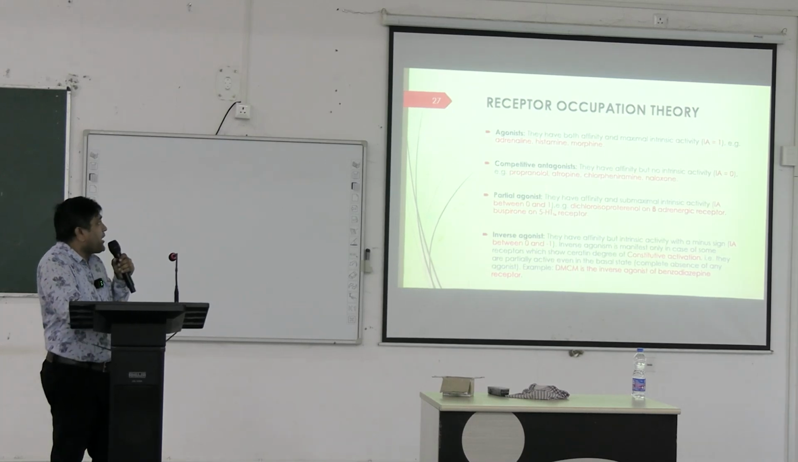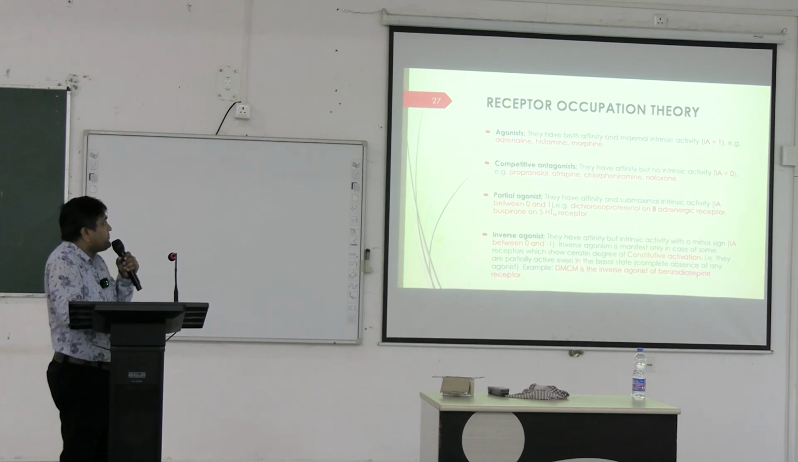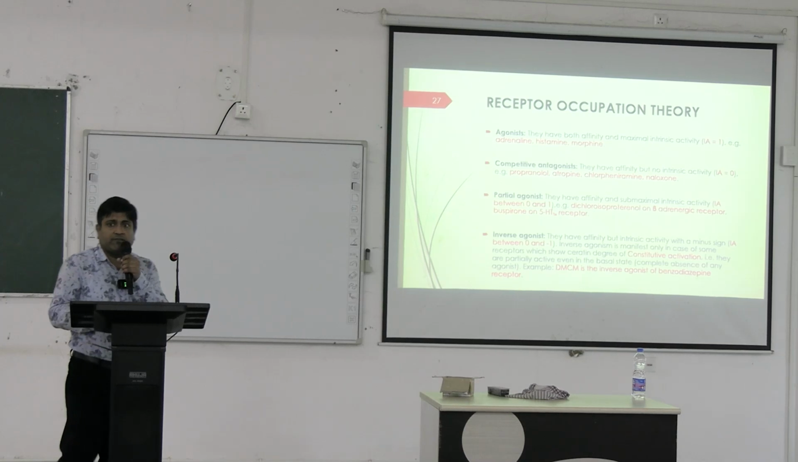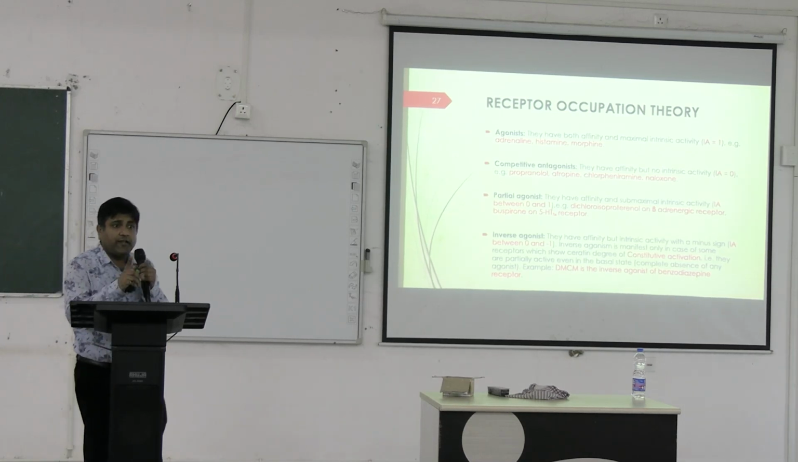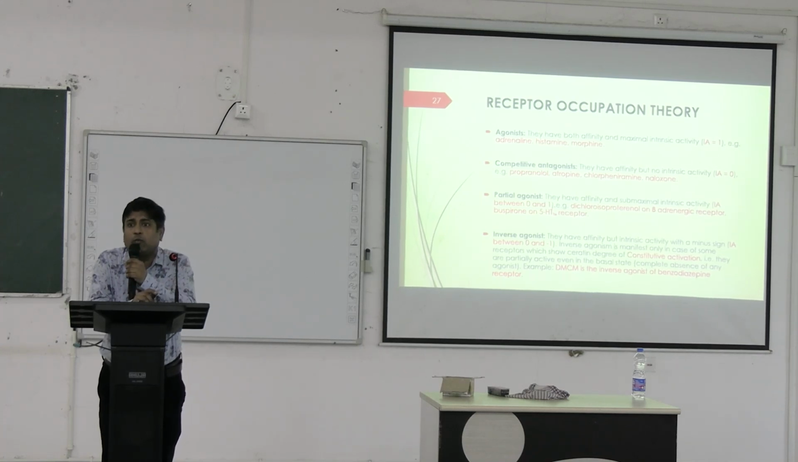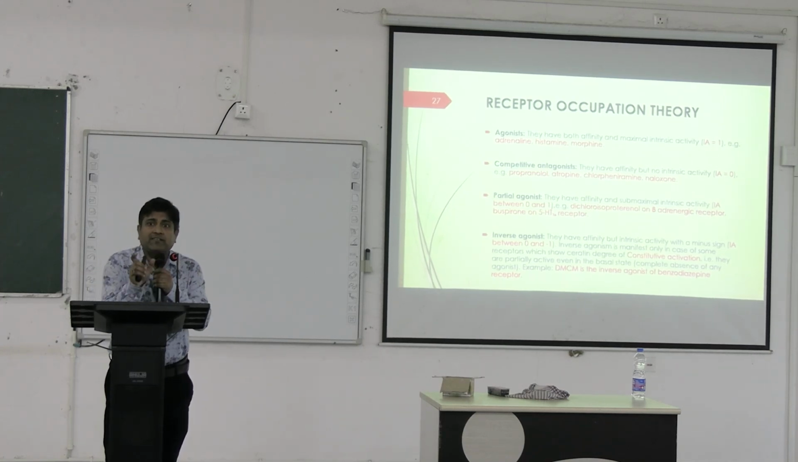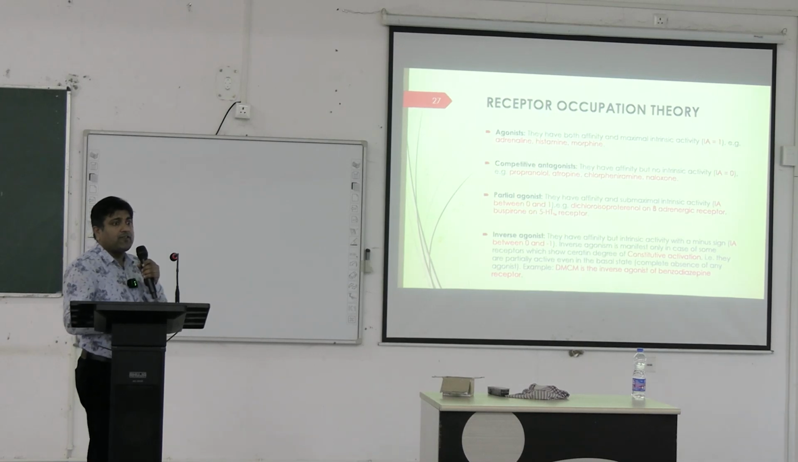Examples are propranolol, beta receptor; atropine, muscarinic receptor; chlorpheniramine, histamine receptor; naloxone, opioid receptors. Partial agonist, they have got affinity but intrinsic activity lies in between 0 and 1. So they have got submaximal response. Examples, dichloroisoproterenol on beta adrenergic receptor, buspirone, serotonin receptor 5-HT1A.